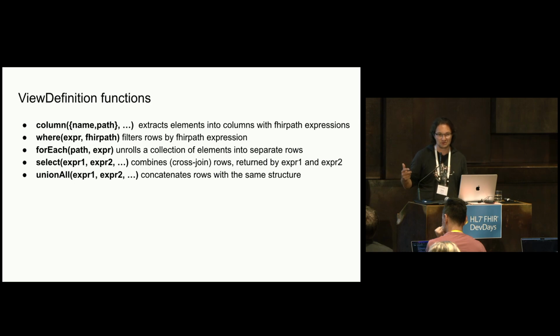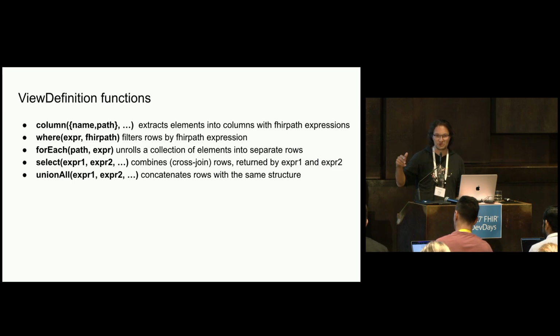The where function filters by a FHIR path expression, quite straightforward. The forEach does unnesting, so it consumes a collection and produces a row per element in the collection. The select is usually used to cross-join between forEach and parent elements. Let's say when you unnest addresses, you want to attach the patient ID to each address. So you do select, and inside select you do column and forEach, and that's how you do this cross-join. And there is a unionAll operation where you have information in different branches of a resource, and you want to represent it as a table.